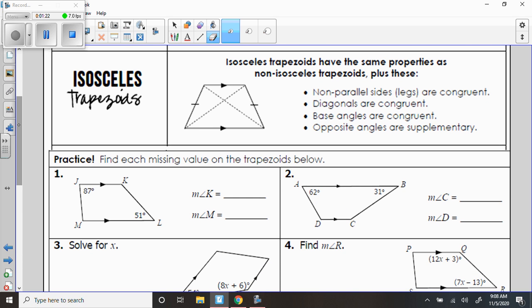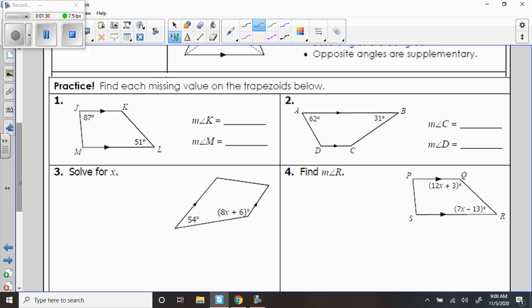There's only one type of math we can do on non-isosceles trapezoids like numbers 1 through 4. And that is, between each set of parallel lines, and every one of these has parallel lines marked with those little arrows, on each side the angles add up to 180. So those two angles add up to 180. To find angle M, I would take 180 minus 87, and that's going to be 93.